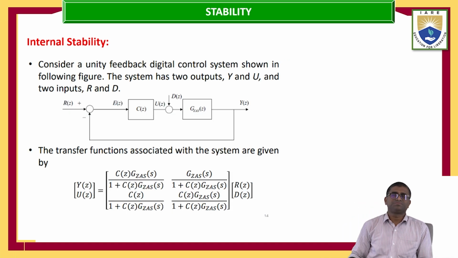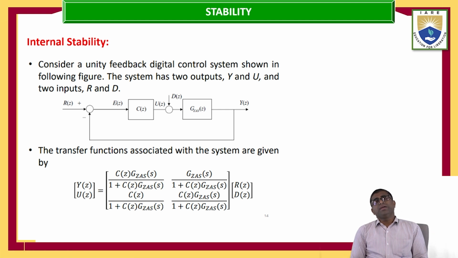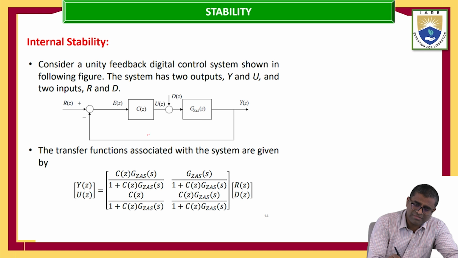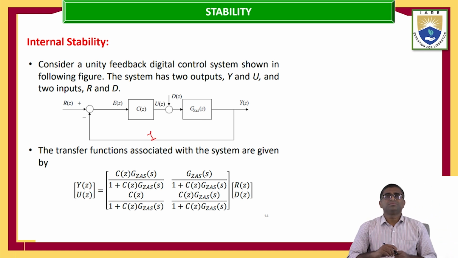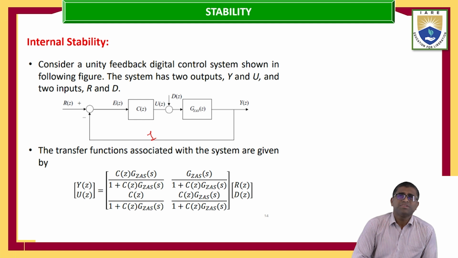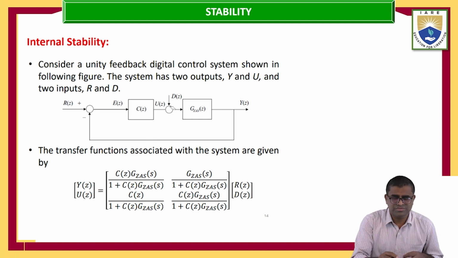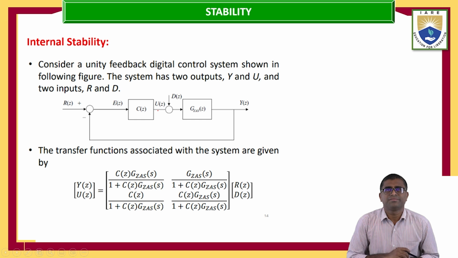So consider this one for internal stability. Okay, consider the unity feedback digital control system. This is your digital control system with the unity feedback, that is nothing but the feedback will be 1. So the system is having two inputs. What are the inputs here? One is the G of z, one is the R of z.